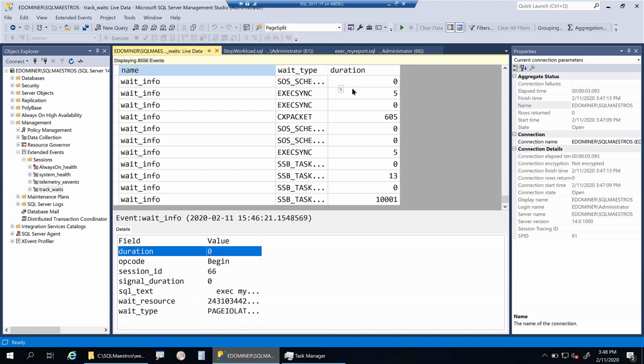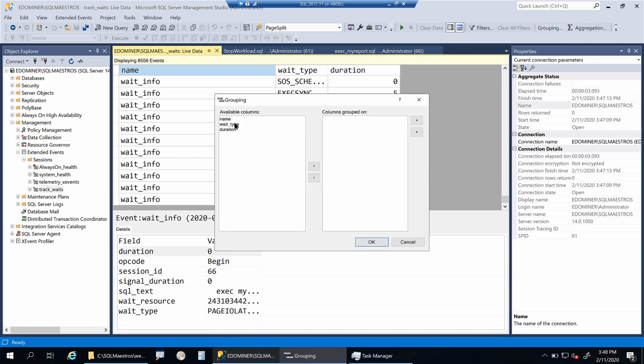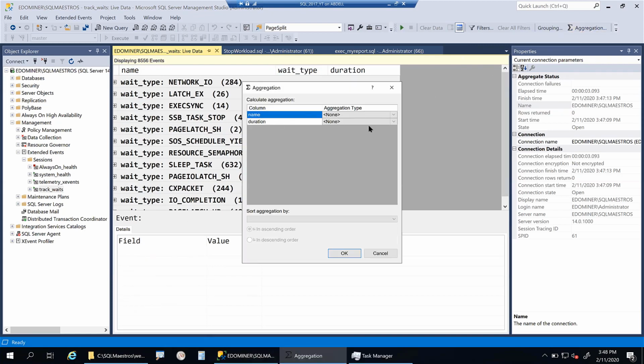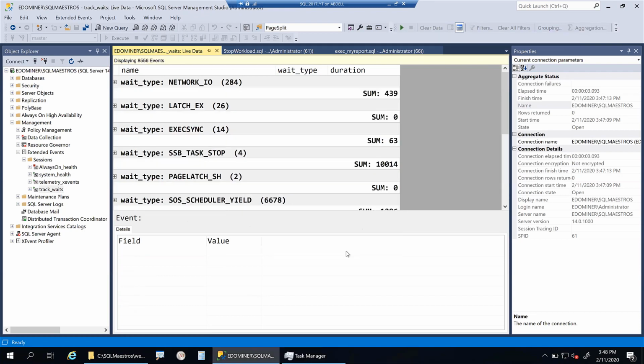And then, if you can see on the toolbar there, you have grouping and aggregation options. So if I go to grouping, I can group on wait type. This is going to summarize. This is similar to the group by that you do. And on the aggregation tab here, if I click on aggregation, I can aggregate on duration, and I can aggregate on sum, because I want to see that in totality.